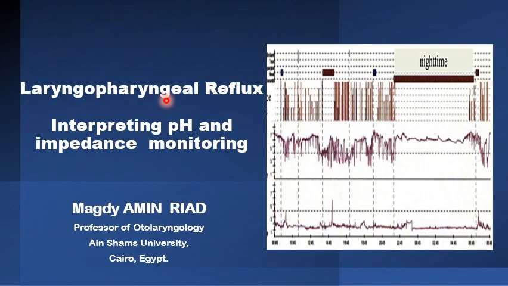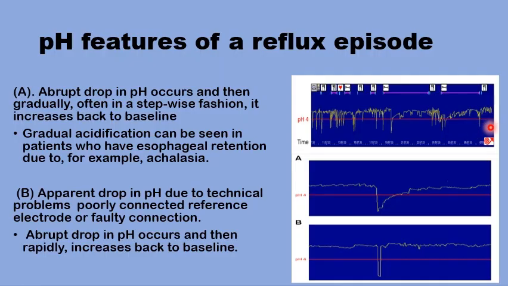This presentation is on how to interpret the 24 hours chart of pH and impedance monitoring in patients with laryngopharyngeal reflux. The upper trace here shows the fluctuations in the intraluminal pH level in the pharynx and/or the esophagus over a 24 hours period.